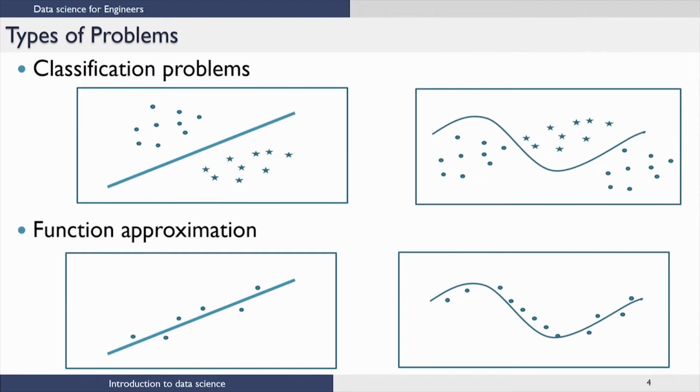A typical example of this type of problem is called a binary classification problem, which is used in many applications. I will point out two applications for example.